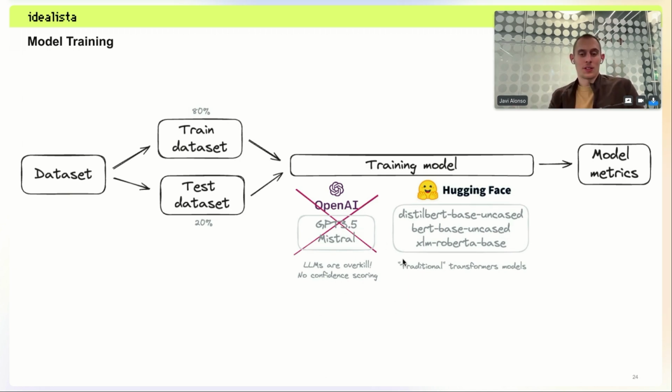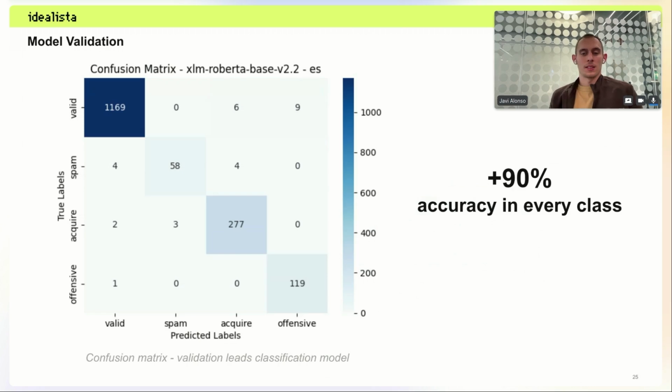After refusing large language models, we decided to go with transformer architectures. You can find a lot of them with Hugging Face, from DistilBERT to BERT, RoBERTa, and many others. And in this project, we tried different ones, and the best metrics were obtained by RoBERTa. This is the metrics, plus 90% accuracy for the Spanish language, which is pretty good. This is the confusion matrix on your left.